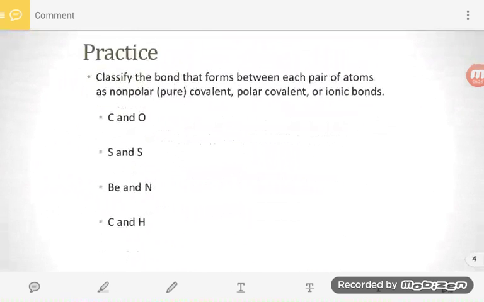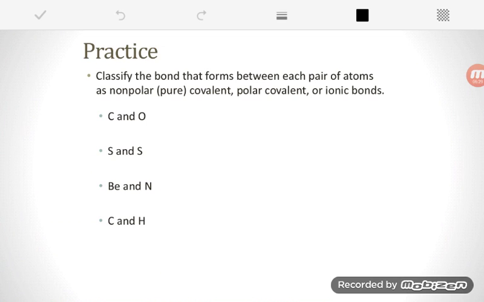So, if we look at some examples here, decide if the bond that forms between each pair of atoms is nonpolar or pure covalent, polar covalent, or ionic. So we're going to start out the same way we did when deciding ionic versus covalent bonds. We're going to look at the types of atoms involved, and then if we have a covalent bond, we'll just do that one extra step.